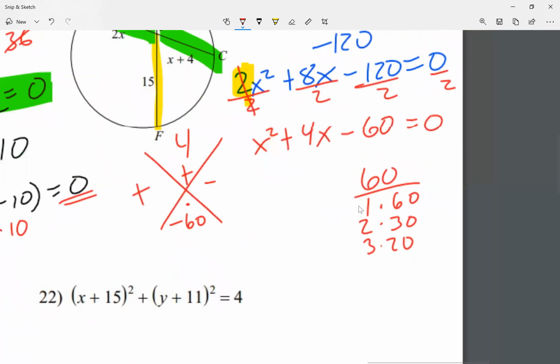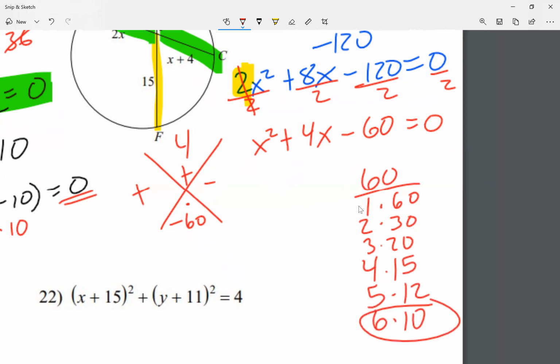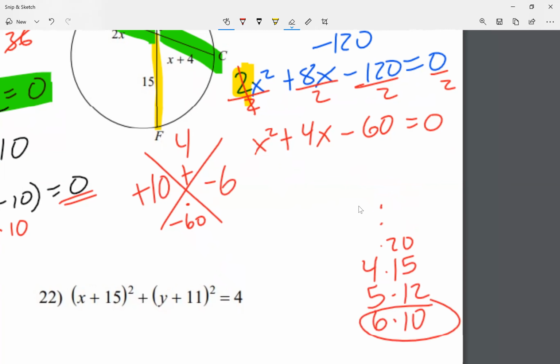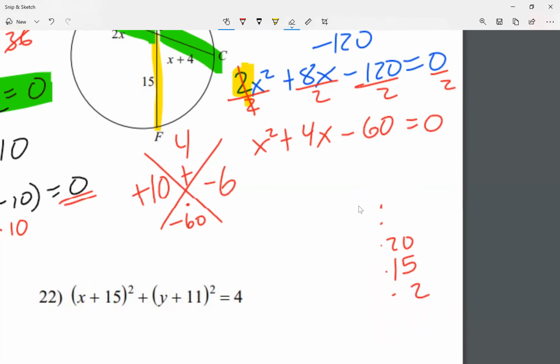So I gotta continue. Remember I said on the list on the left, I go 1, 2, 3, 4, all the way as far as I need to. All right, 4 times what? 4 times 15. That one doesn't work either. How about 5? 5 times 12. Doesn't work. 6 times 10. Okay, this one works, because 10 and 6, when I subtract them, is equal to 4. So the big number is positive here. So I'm going to have positive 10, negative 6. Let me erase this. I said I was going to erase this.